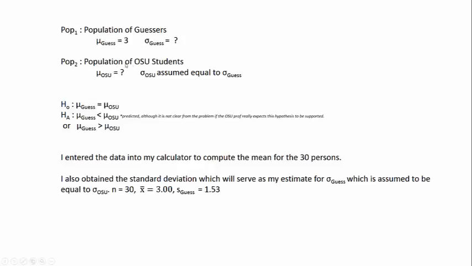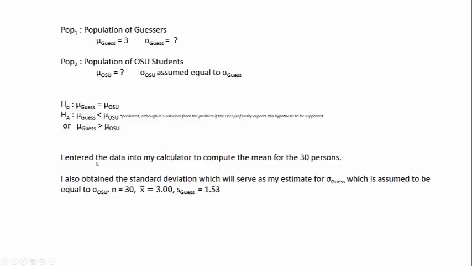Population 2, that will be the population of OSU students. We're going to estimate that population mean, and then we're going to assume the 2 sigmas are the same. So here are our hypotheses. So the null hypothesis, the 2 mu's are equal, and then the 2 alternatives. And here's the one that we're going to predict, that the OSU students on average have some kind of psychic power, although it's really not clear from the problem, but we'll go ahead and make that our prediction here.